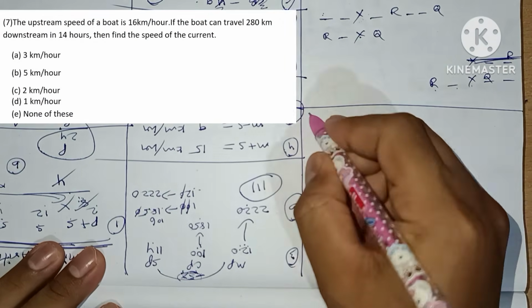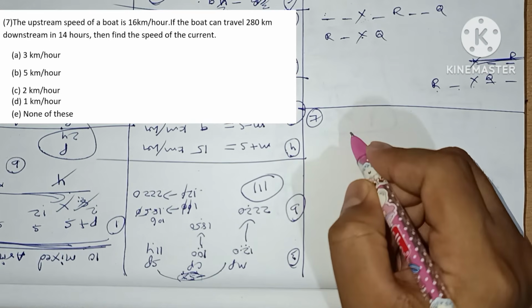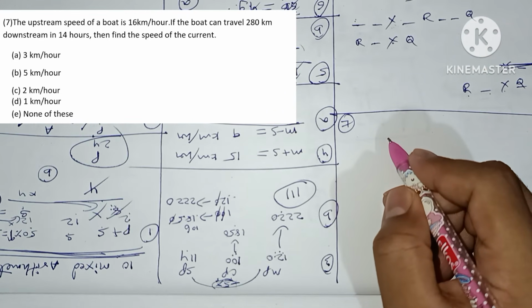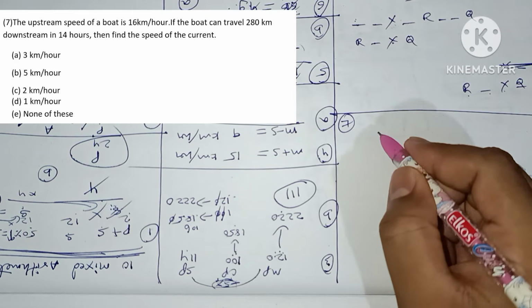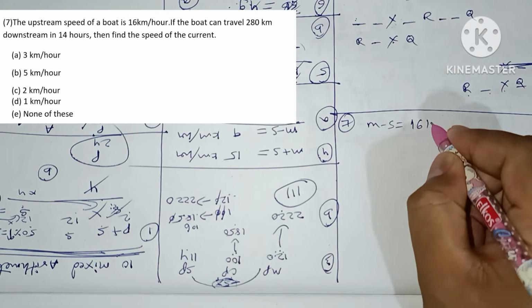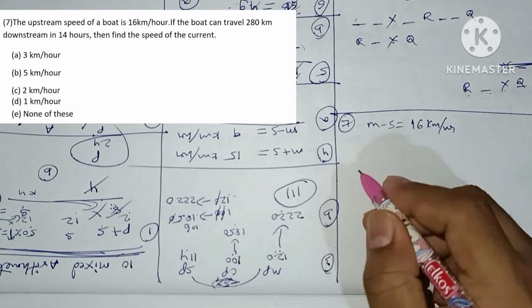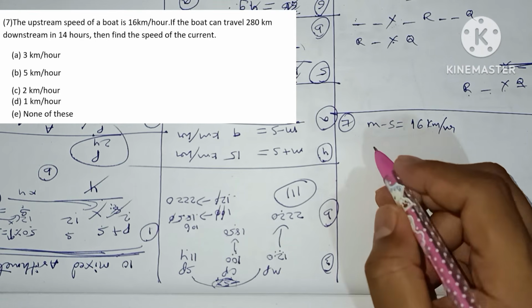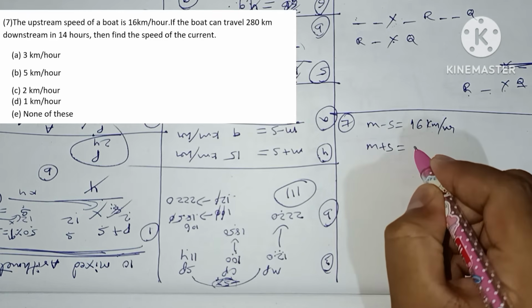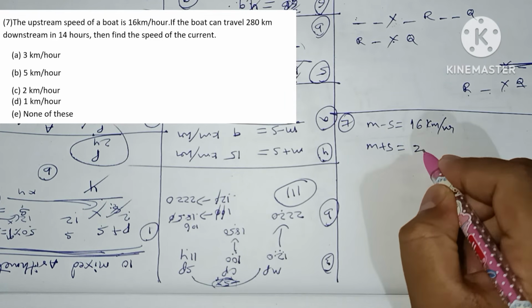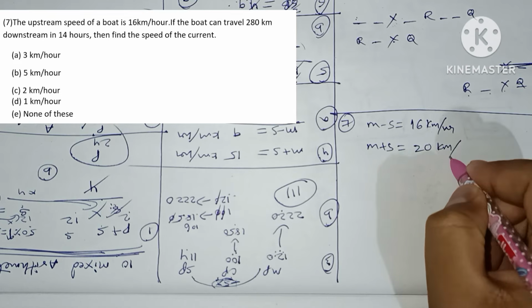Now we are going to see question number 7. Question number 7 is: the upstream speed of the boat is 16 kilometers per hour. Means m minus s value is 16 kilometers per hour. If the boat can travel 280 kilometers downstream in 14 hours, means m plus s value equals 280 divided by 14, which will be 20 kilometers per hour.